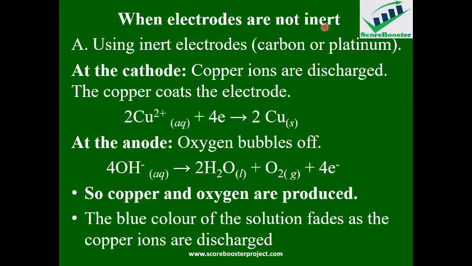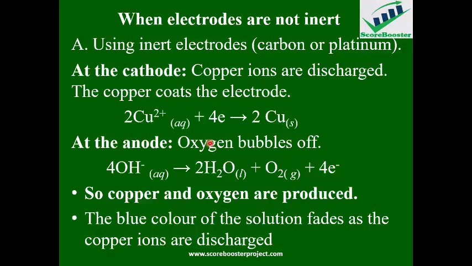At the cathode, if you are using carbon or platinum, copper ions are discharged because copper is below hydrogen. So when you have copper ions that are discharged, copper coats the electrode because it gains electrons from the cathode. So it's on the body of the cathode. So we have this copper on the body of the cathode.